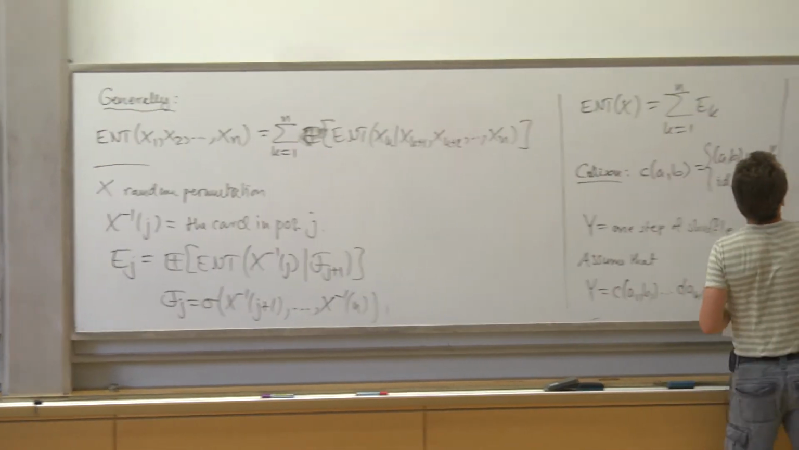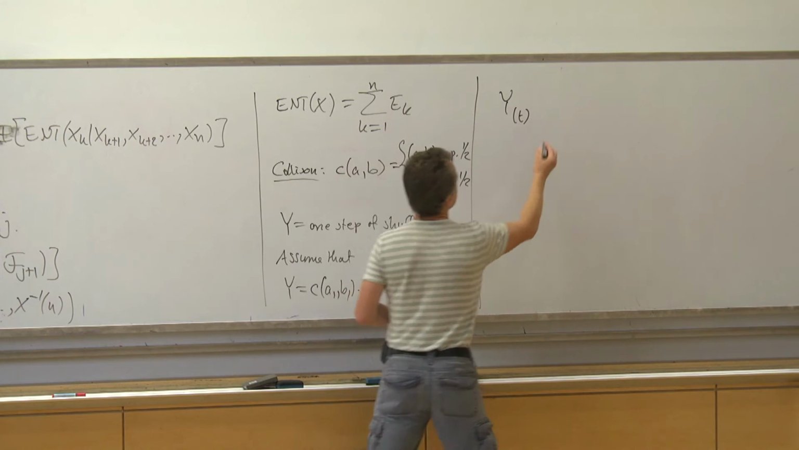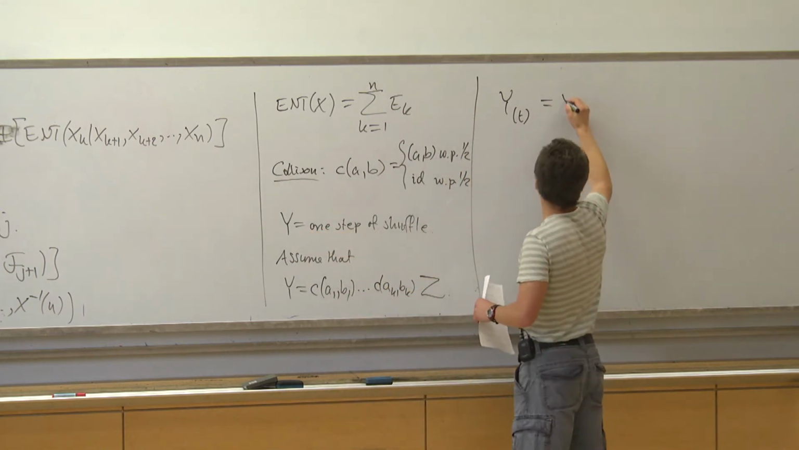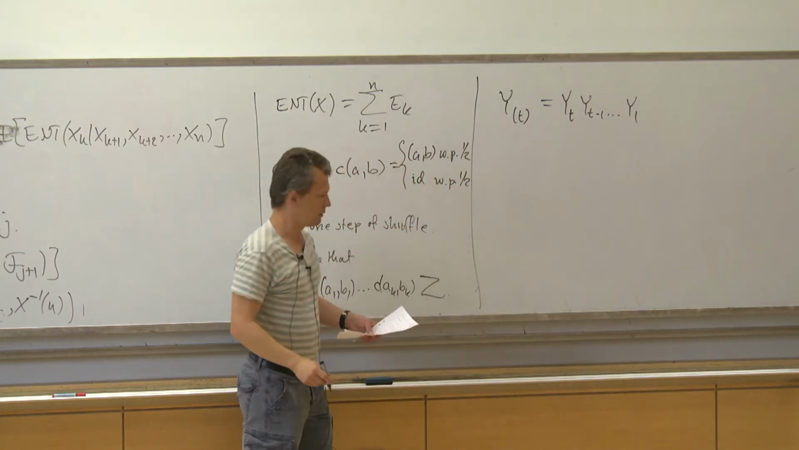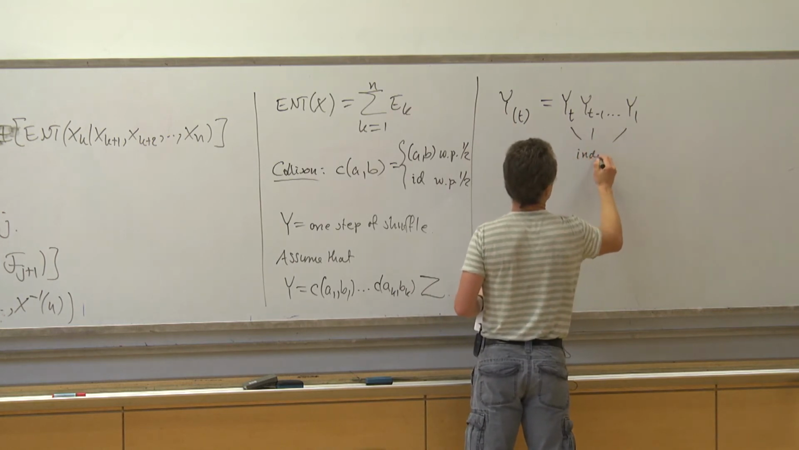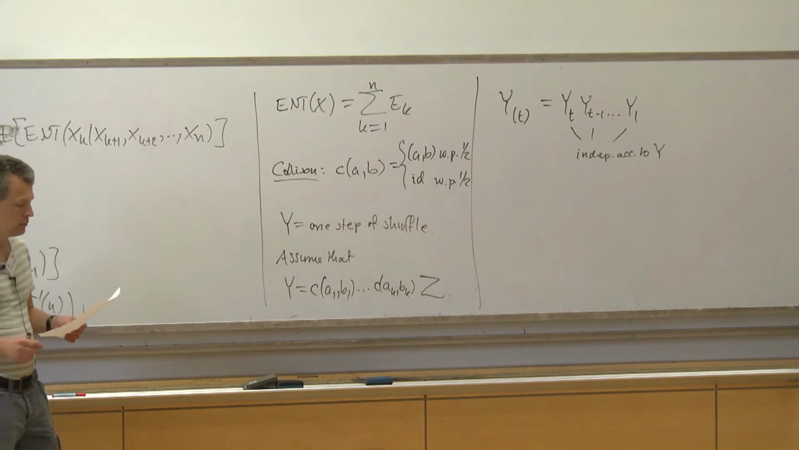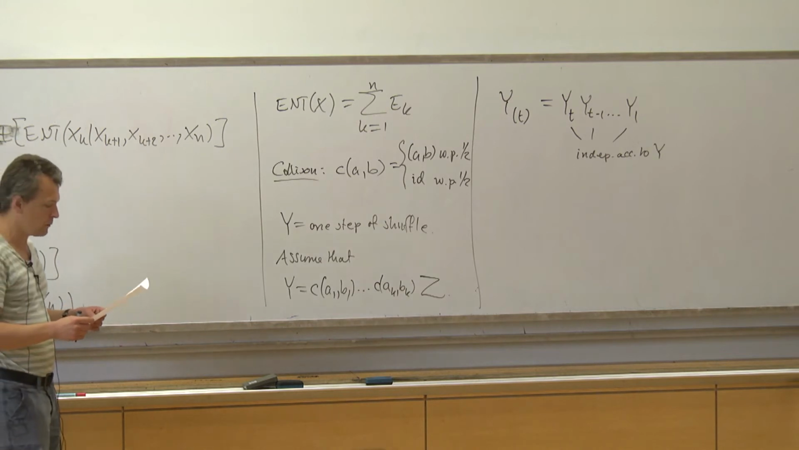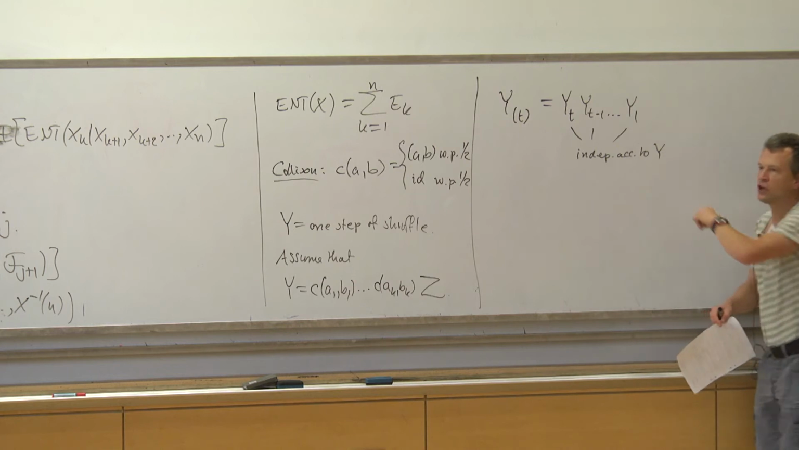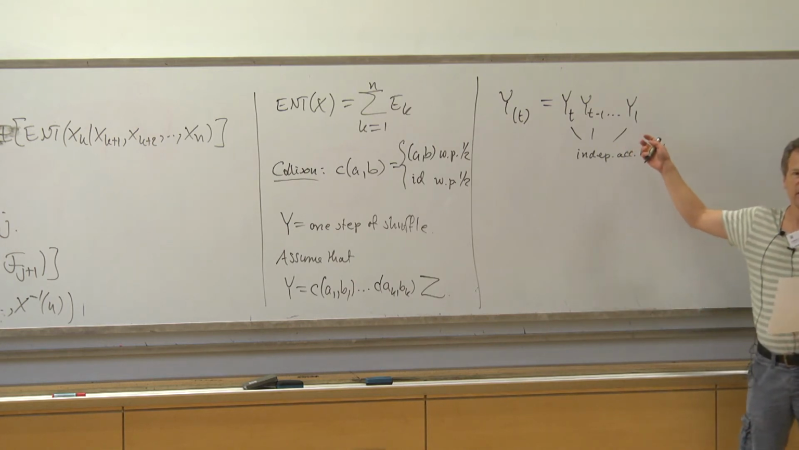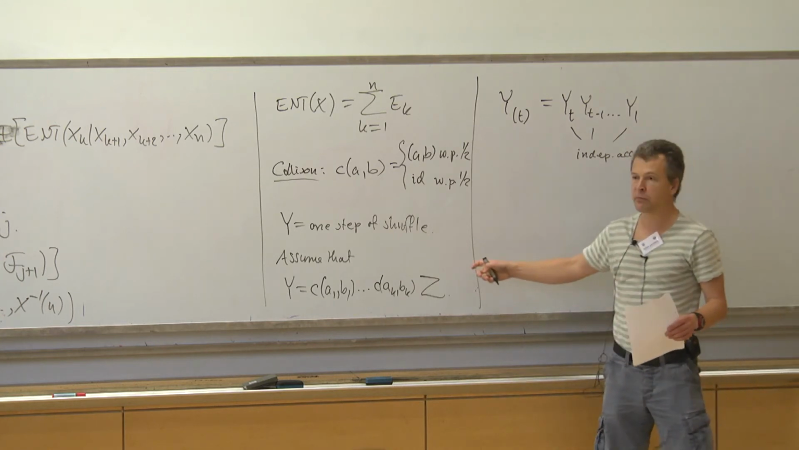So let's see. I'm going to write Y_T in brackets as a composition of T independent shuffles of this kind: Y_T, Y_{T-1}, up to Y_1. And these are independent, according to the shuffling technique Y here. And we say that in this shuffling scheme, two cards collide if at time s minus one, they are in two positions which collide in step number s.